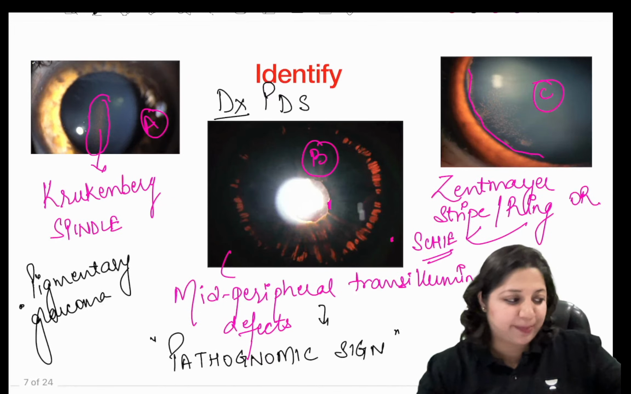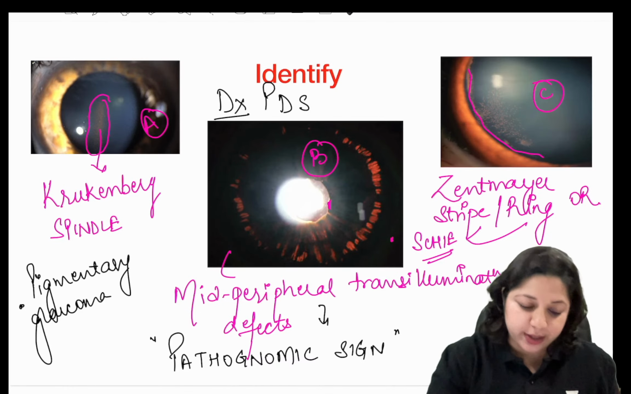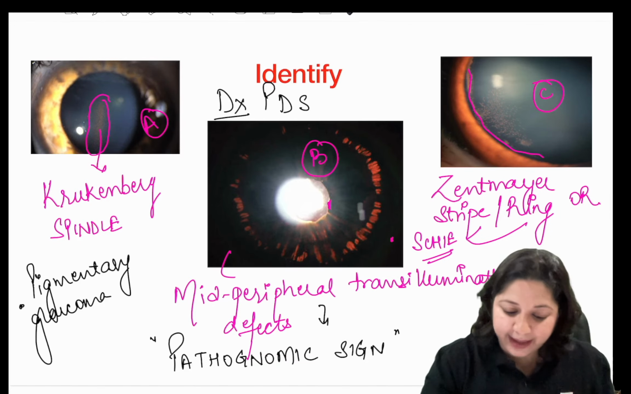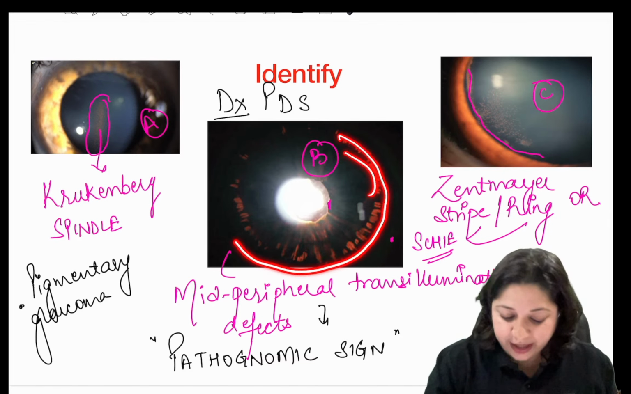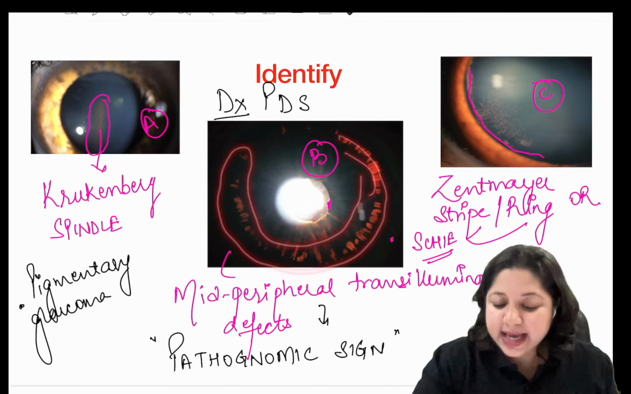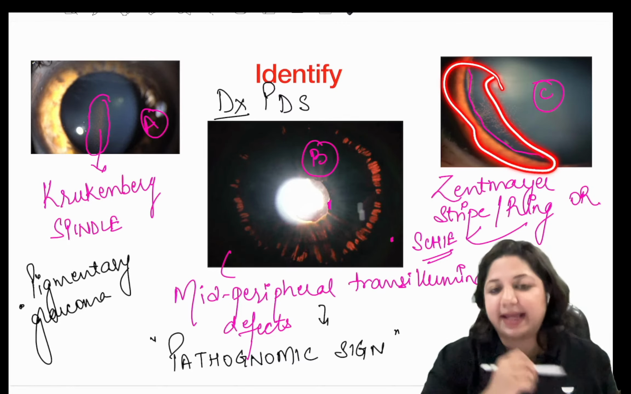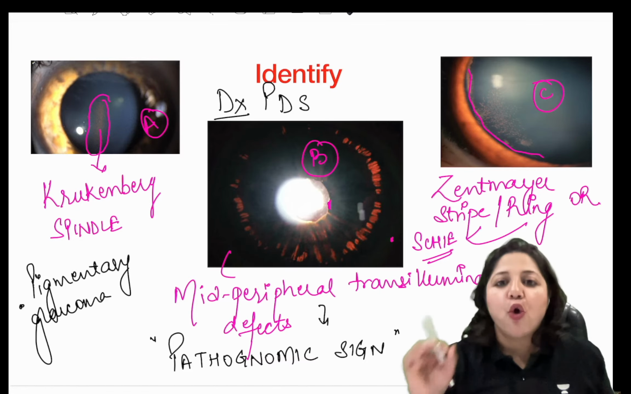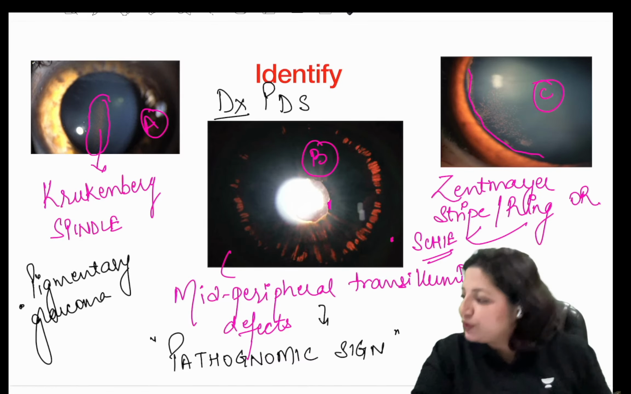So now you know, just see the pictures once again. This is Krukenberg spindle, where you have this pigment deposition in a vertical spindle manner. Here you have all these mid-peripheral transillumination defects, and here you have the pigments on the lens equator, which is called Zentmayer line or Zentmayer ring, or is called Scheie stripe.